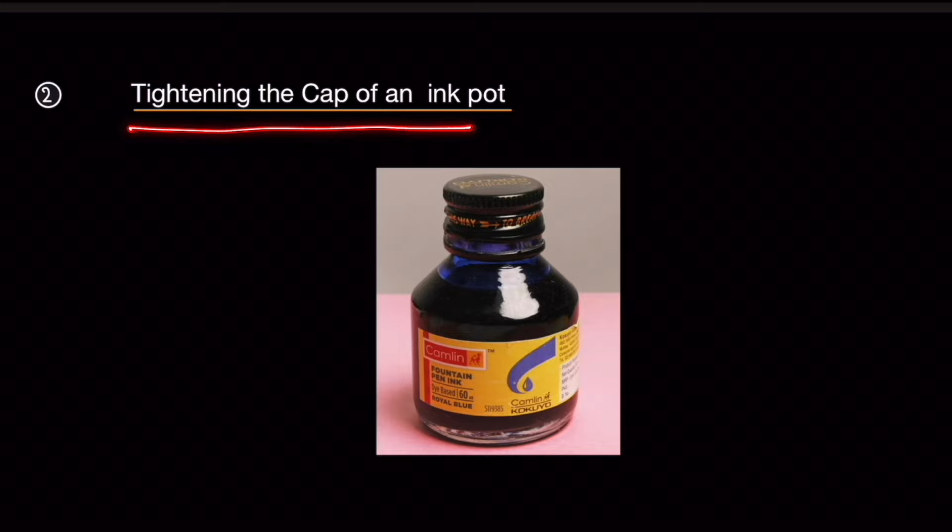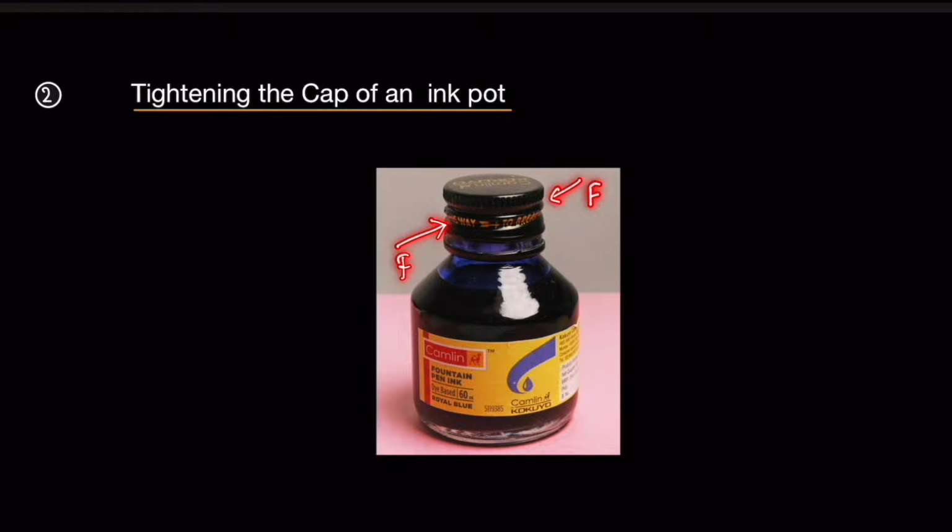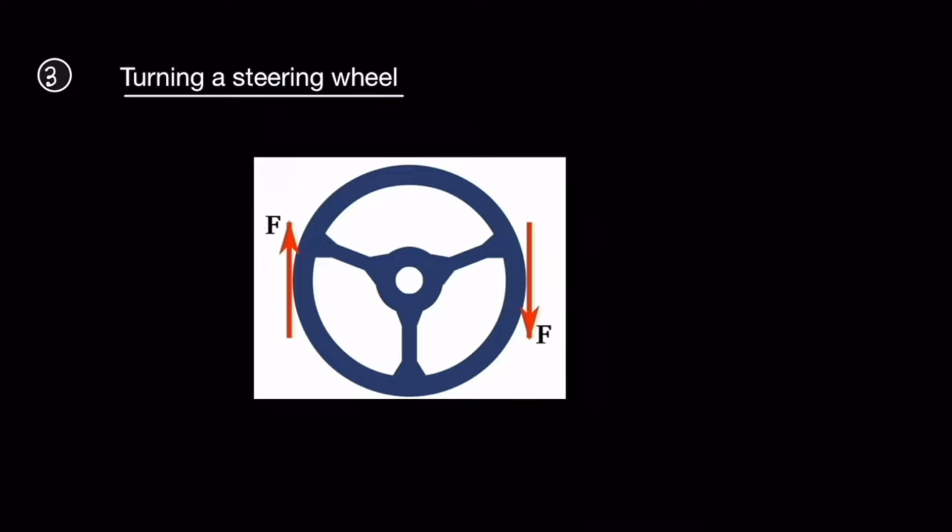Second example, tightening the cap of the ink pot. This is the ink pot here. If we have to tighten the cap, we apply a force in one direction and another force in the other direction, and then we start rotating. By this method, we can easily tighten the cap of an ink pot. Next example is turning a steering wheel. We are applying the force at one end in the upward direction, and at the second end in the downward direction.